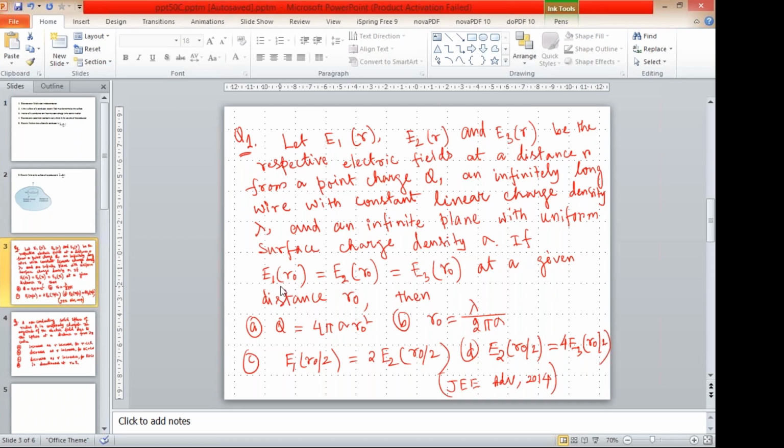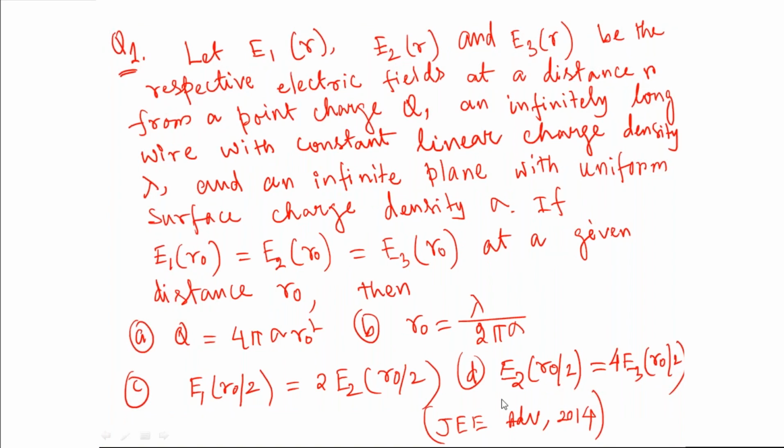Now, if all these electric fields at a certain distance R0 are equal, then which of these four options will be the correct answer? You have to answer this question. Among four options, which one will be the correct answer? This is a question which was asked in JEE Advanced 2014. It is a question from a competitive exam, but not very tough. Don't think that because it is JEE Advanced, it is a very advanced question. No, it is not.